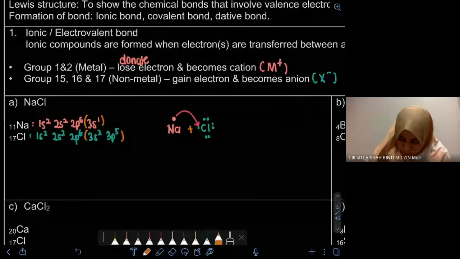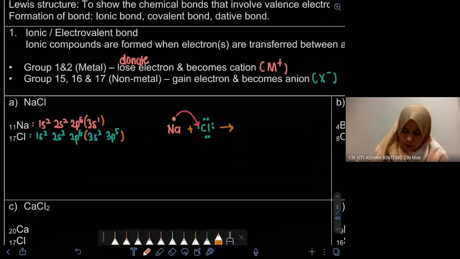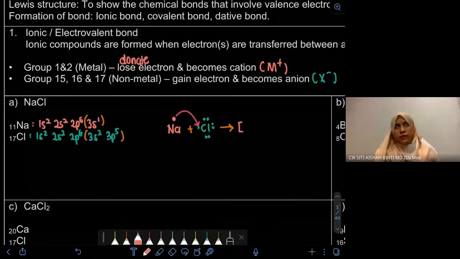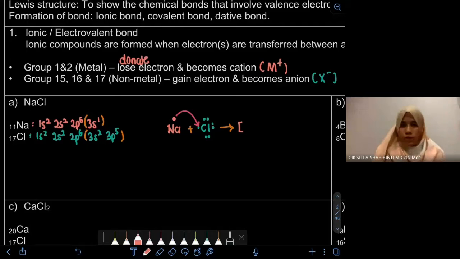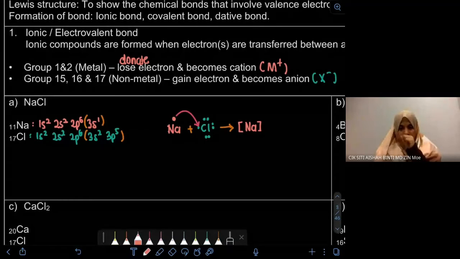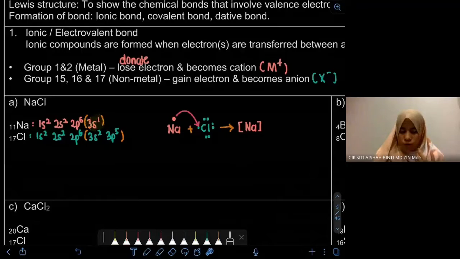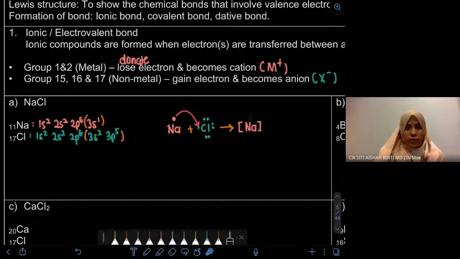So what happens to the product? Now for the product, I want to make a square bracket, because later we want to show whether it becomes plus or minus. So it will be Na, close the bracket. Previously, it had only one valence electron. Once it has donated the electron, the 3s1 is no longer there. So there is no more electron here, no valence electron here. But we know that it already donated one of the electrons. So we want it like this.